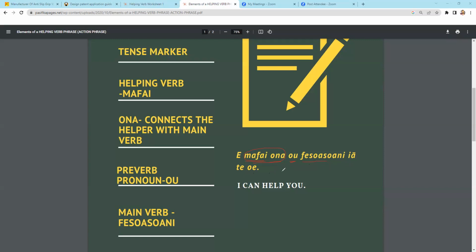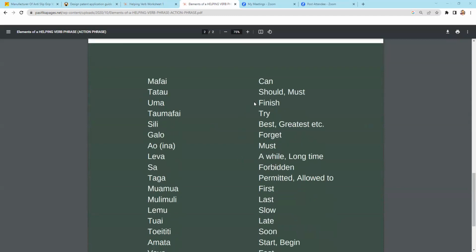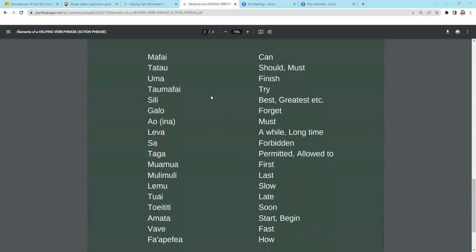All right, now this again, it's a new concept, so it just takes practice, and we're going to practice today. That's the main thing. Now here's a bunch of helper verbs. These are the main helper verbs that you're going to see. So 'mafai' is can or able to. 'Tatau' is should, so if I were to say I should go to the meeting. 'Uma' is finish.